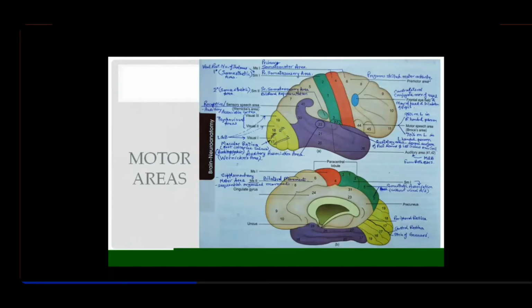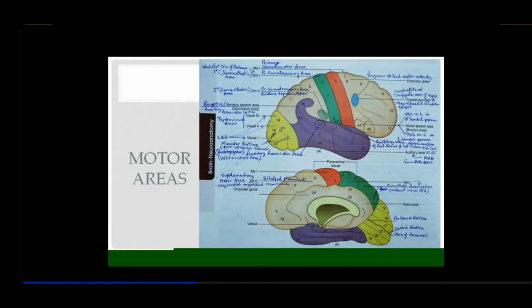The majority of the world population is right-handed, right? So remember, in the right-handed population, 98% of the individuals have Broca's area predominantly actively functioning on the left cerebral hemisphere.